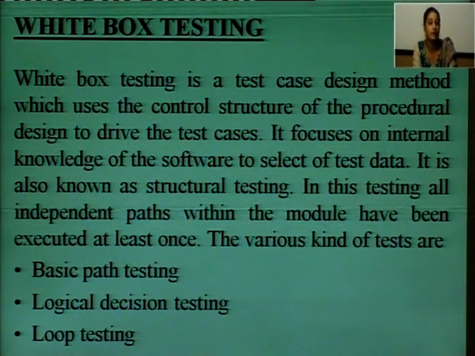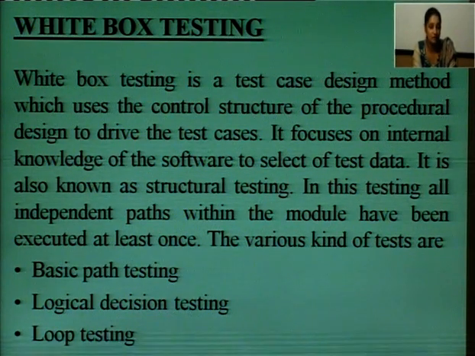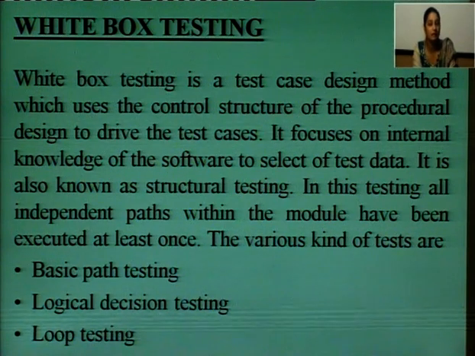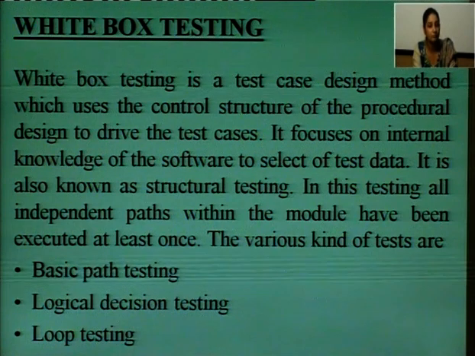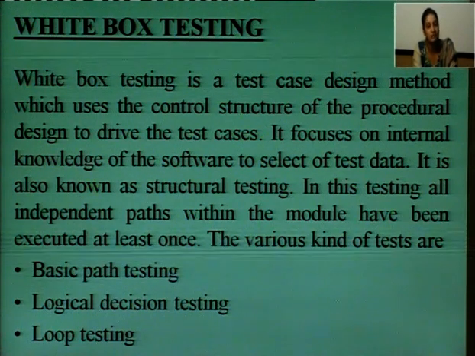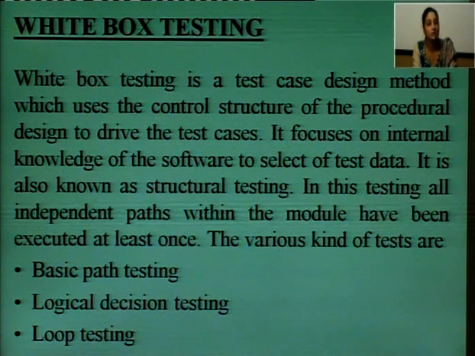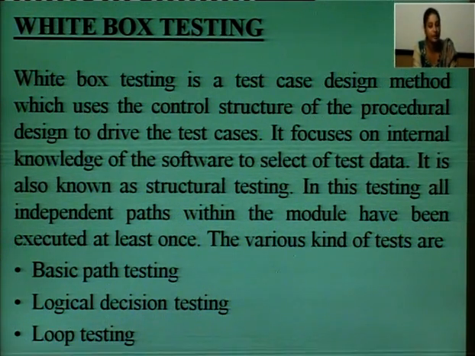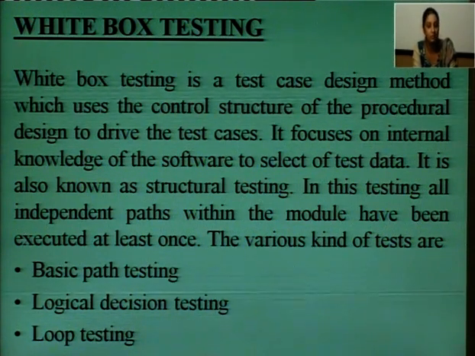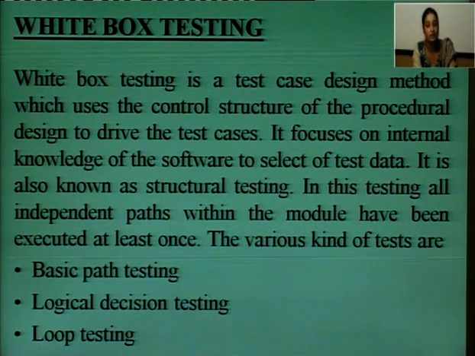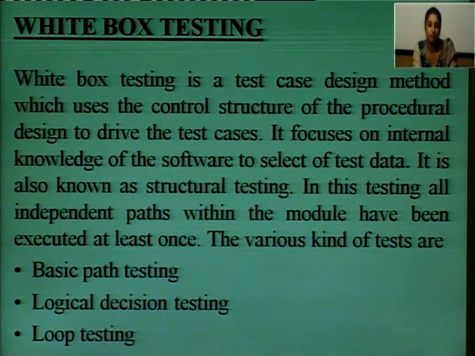The various kinds of tests done in white box testing are basic path testing, logical decision testing, and loop testing. In basic path testing, we check the basic statements in the program. In logical decision testing, we check the logical conditions, both the true condition and the false condition. And the third one is loop testing. In loop testing, we check the initialization variable, the limit of the loop, and the incrementation conditions for that looping.